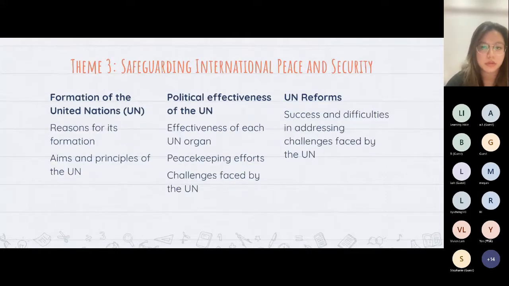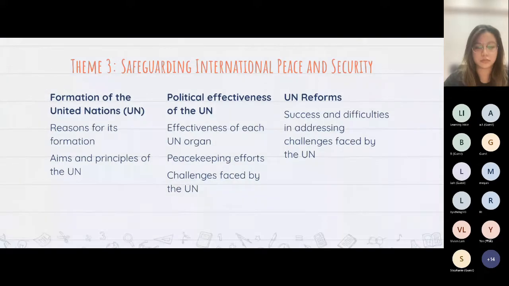And lastly, the third theme is safeguarding international peace and security, which is essentially just about the United Nations. There are three parts to this. The first is the formation of the United Nations, and then followed by the political effectiveness of the United Nations, and lastly, the reforms implemented by the UN and what are some reforms that they were planning to implement but perhaps didn't. And I guess like the economic history topic, this will be of interest to those who like current affairs a lot.